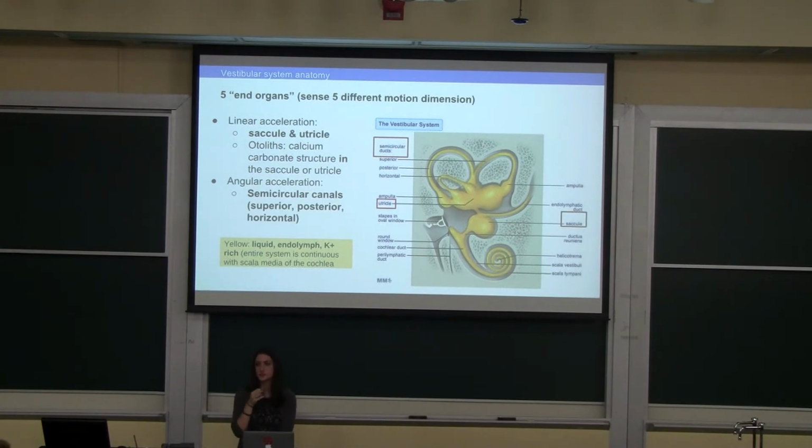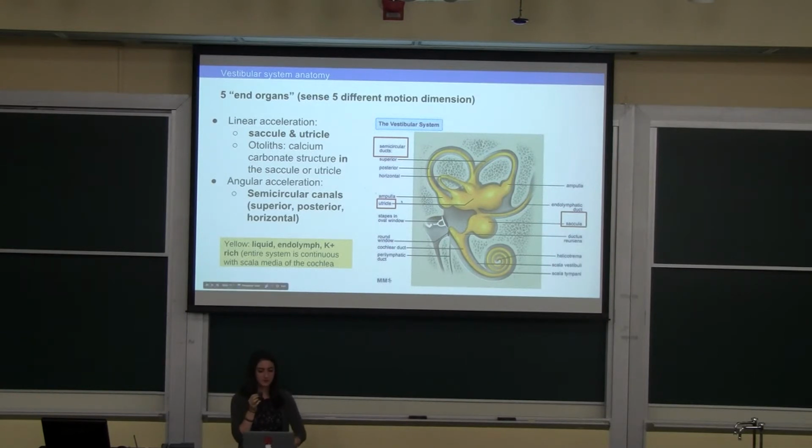So this is going into Dr. Cullen's second lecture, which is focused on the vestibular system and also the VOR reflex. First, just to start off, in the vestibular system there are 5 end organs, and they basically sense where you are in space and the motion dimension of your movement.